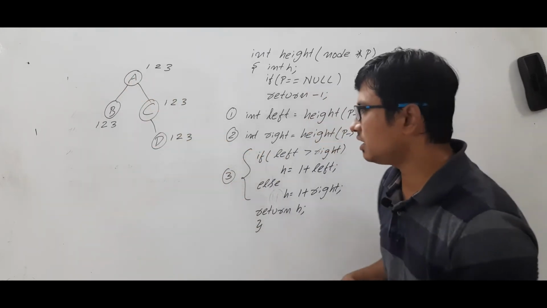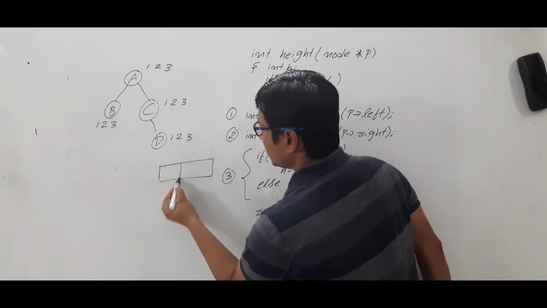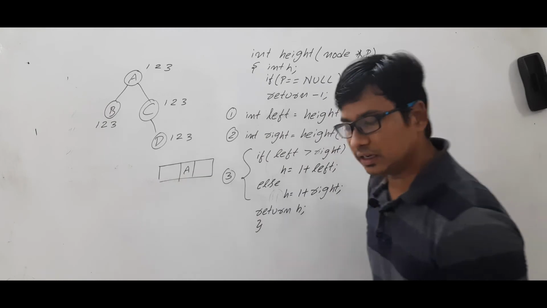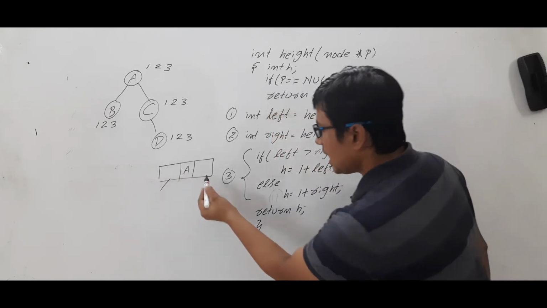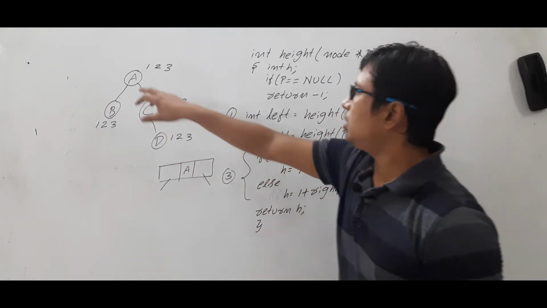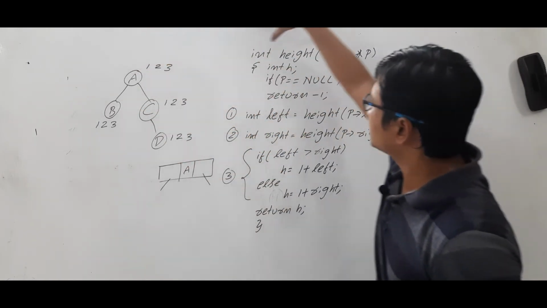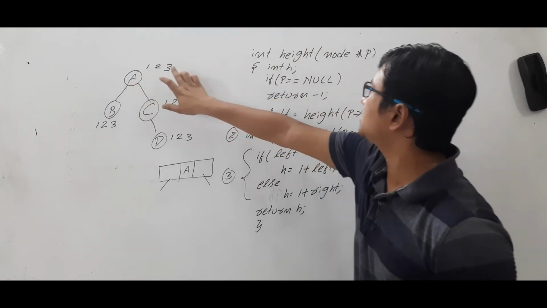What is the double linked list? Suppose I talk about the node structure of A, it will consist of the data A, the address of the left subtree, and the address of the right subtree. Is it clear? Now go and check. You will get the A. Is it clear? Are you able to understand?